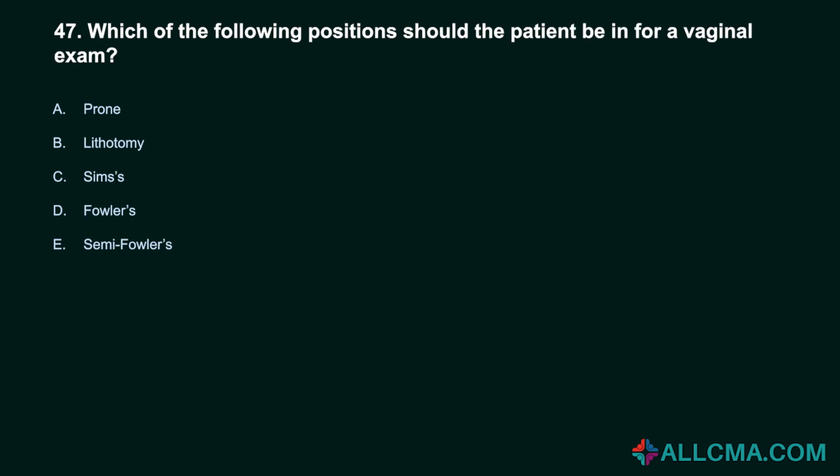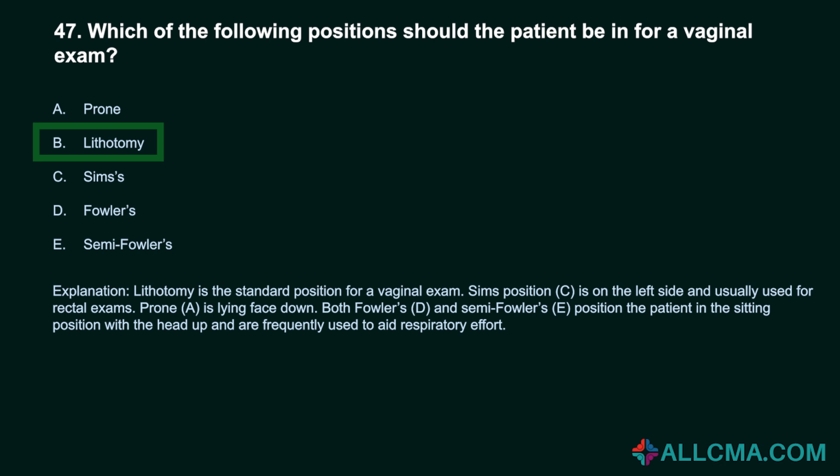47. Which of the following positions should the patient be in for a vaginal exam? A. Prone. B. Lithotomy. C. Sims. D. Fowler's. E. Semi-Fowler's. Correct answer: B. Lithotomy. Lithotomy is the standard position for a vaginal exam.